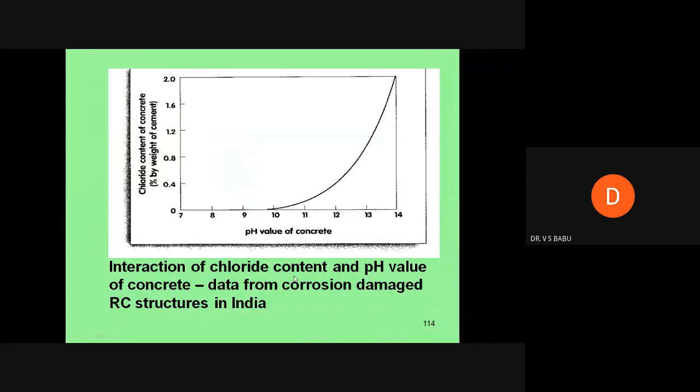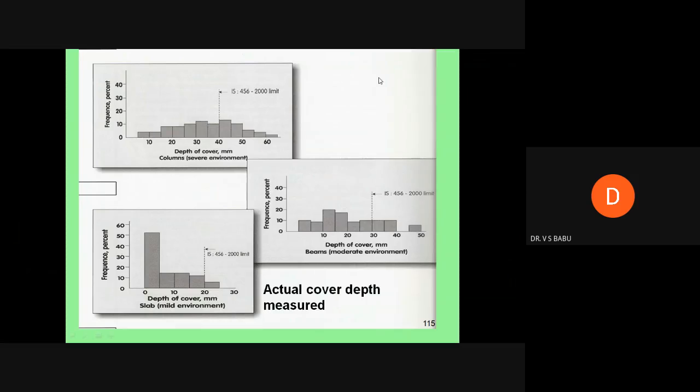Interaction of the chloride content and the pH value of the concrete data from the corrosion damaged RC structures. Suppose now you see the pH value is increasing, the chloride content of the concrete is also rapidly increasing. Now you see the actual cover depth. Suppose IS 456 requires some cover depth in the case of columns, beams and slabs, because if you do not provide the cover, then the ingress of chlorides, carbon dioxide and sulfates will attack the reinforcement, so that the structure will be deteriorated.